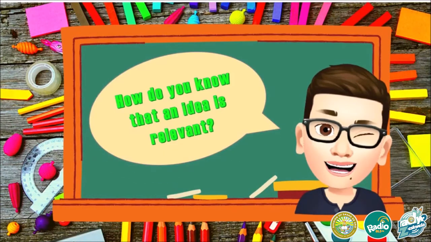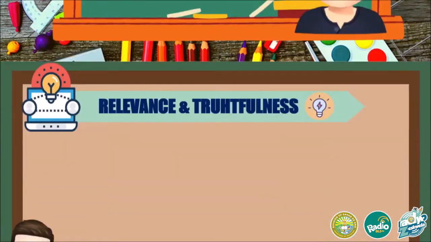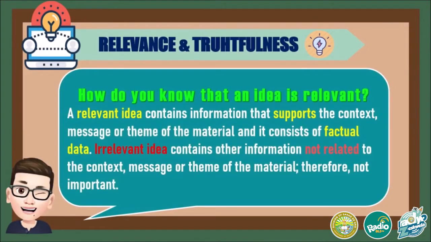However, how do you know that an idea is relevant? Well, a relevant idea contains information that supports the context, message, or theme of the material, and it consists of factual data. Our keywords here are supports and factual data, which means that a relevant idea has something to do with the material. It is related, it is connected, which means it is important. The opposite of a relevant idea is an irrelevant idea. An irrelevant idea contains other information not related to the context, message, or theme of the material. Therefore, not important.